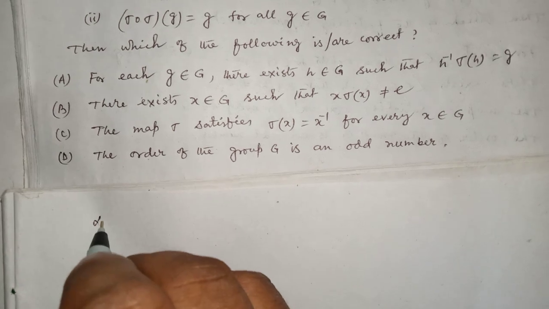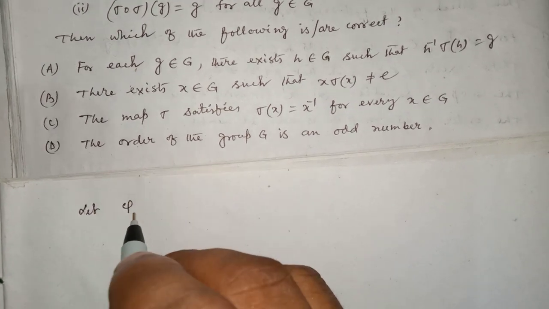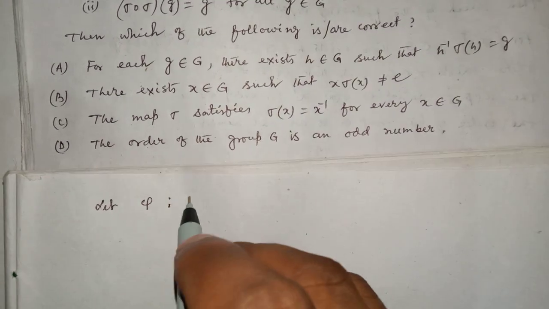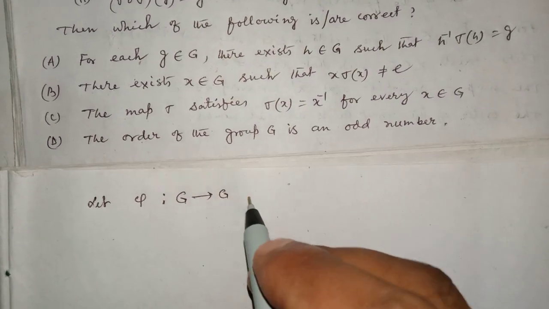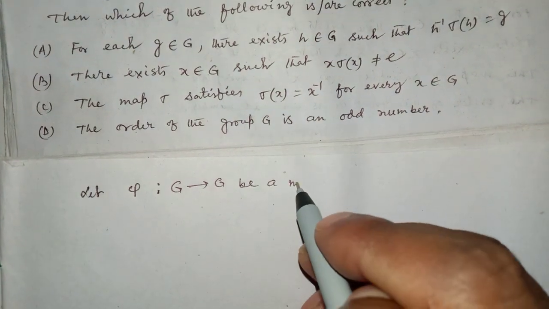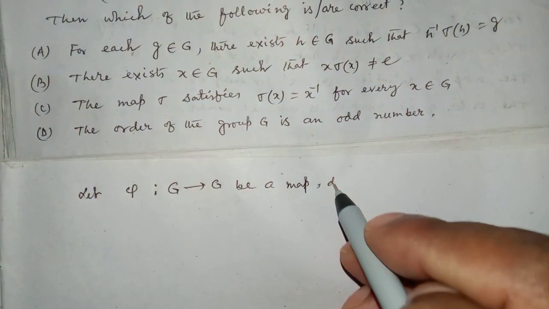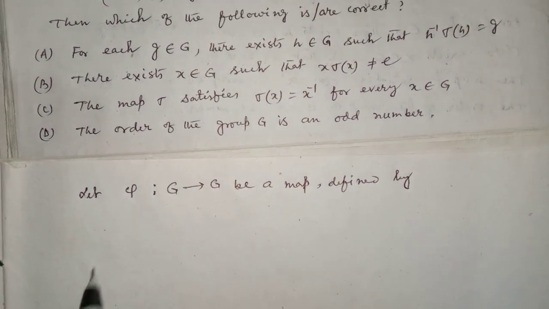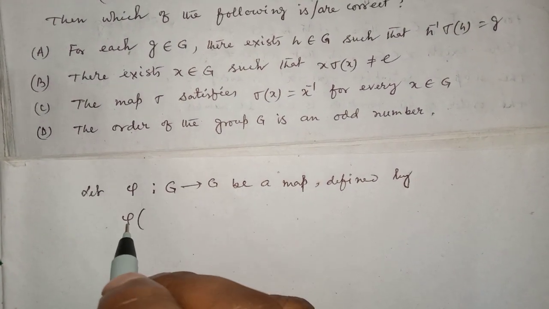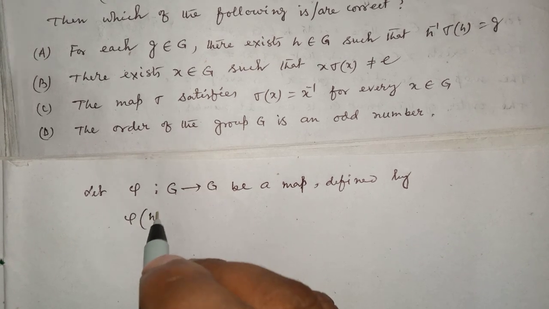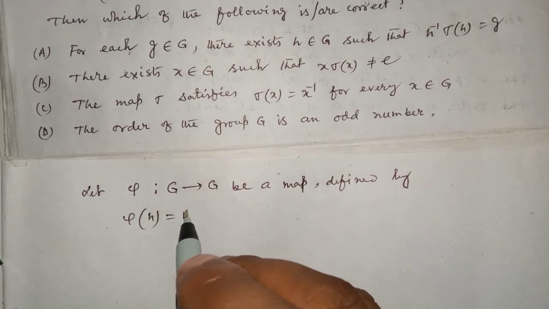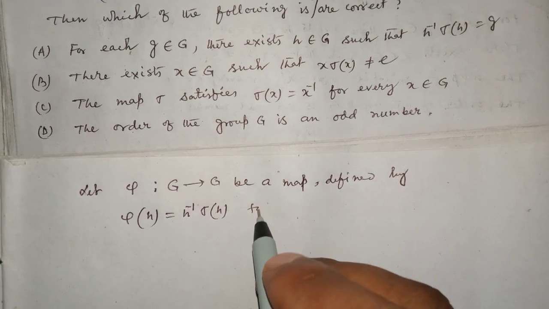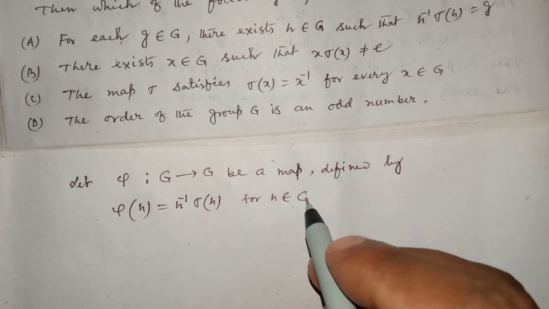Let phi: G to G be a map defined by phi of h is equal to h inverse sigma(h) for h belongs to the group G.